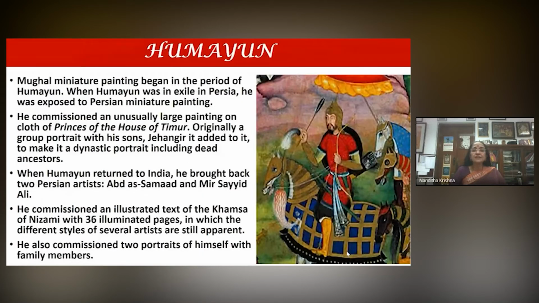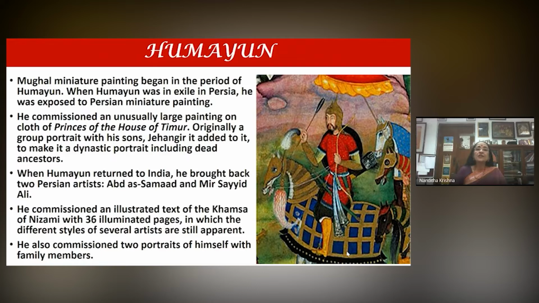Now, the first king who really set up an atelier was Humayun. When he was in exile in Persia, he was exposed to Persian miniature painting. This is supposed to be Humayun, and although I was not able to obtain a picture of Humayun himself, this was done by his son. I mean, not by his son, but it was in the period of Akbar. So presumably Akbar would have said, yes, yes, this is what my father looked like.